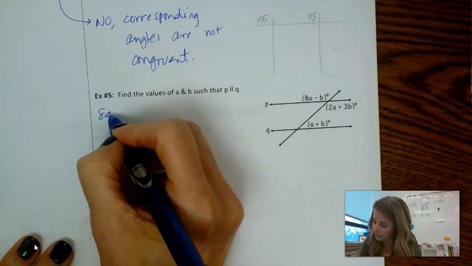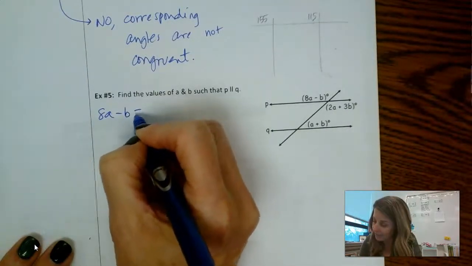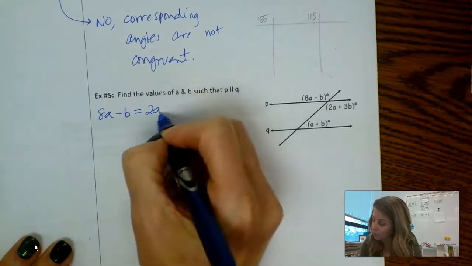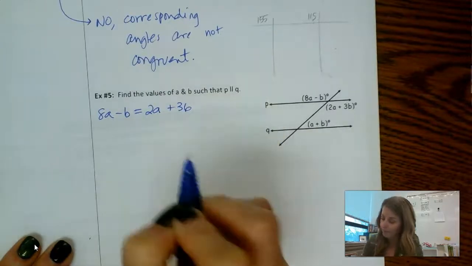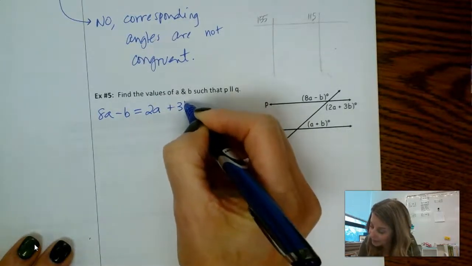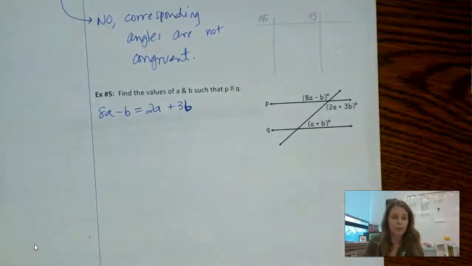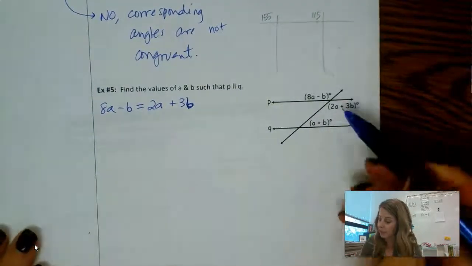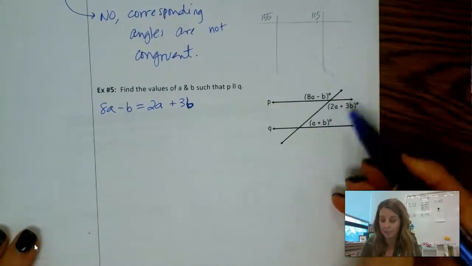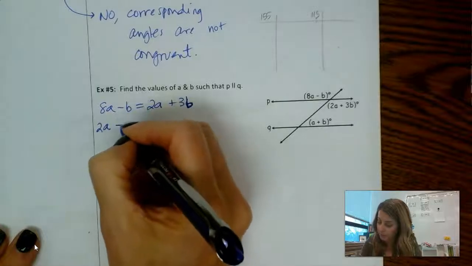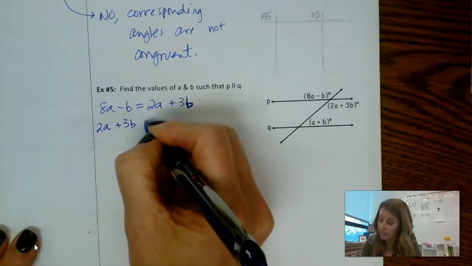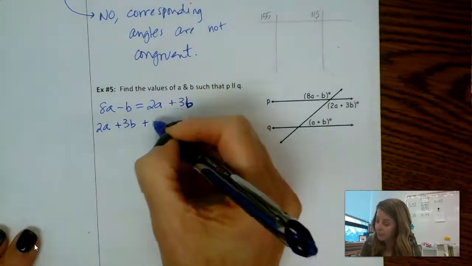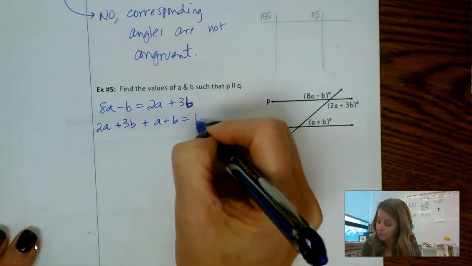I'm going to do the vertical angles first. So 8A minus B is equal to 2A plus 3B. Oop, not 6, that's supposed to be a B. Okay, let's write the second one down. I'm going to write these as supplementary. So 2A plus 3B plus A plus B is equal to 180.